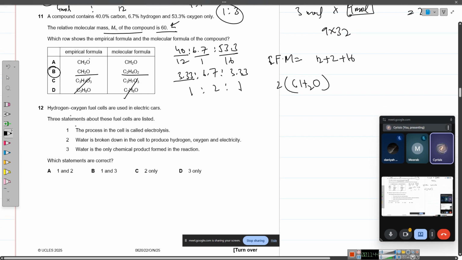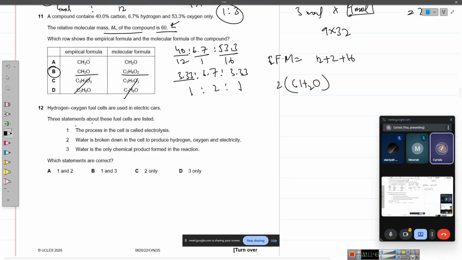Next one, the hydrogen oxygen fuel cells are used in electric cars. 3 statements about these fuel cells are listed. The process in the cell is called electrolysis. Yes, it is, right? The water is broken down in the cell to produce hydrogen and oxygen and electricity. That is correct, right? Water is the only chemical product formed in the reaction, right?